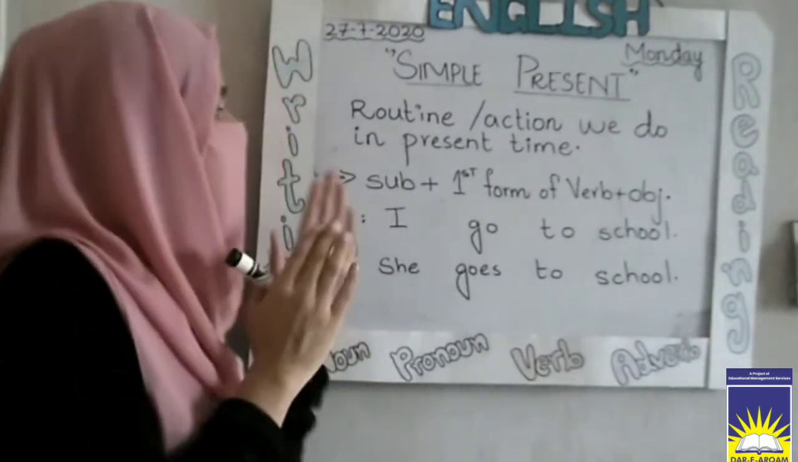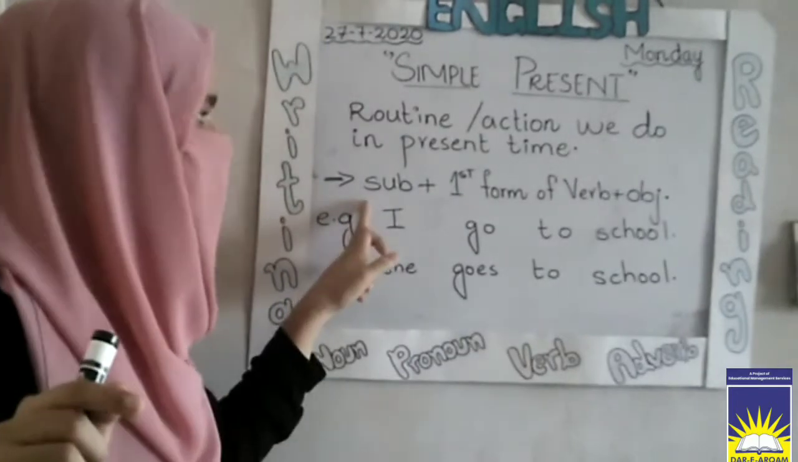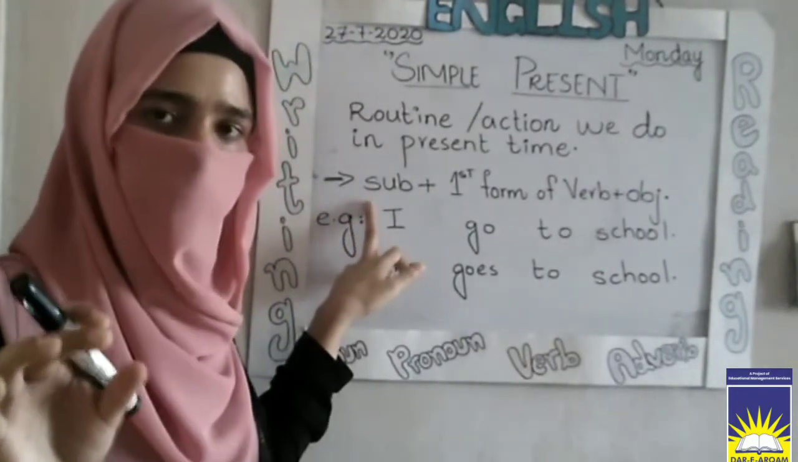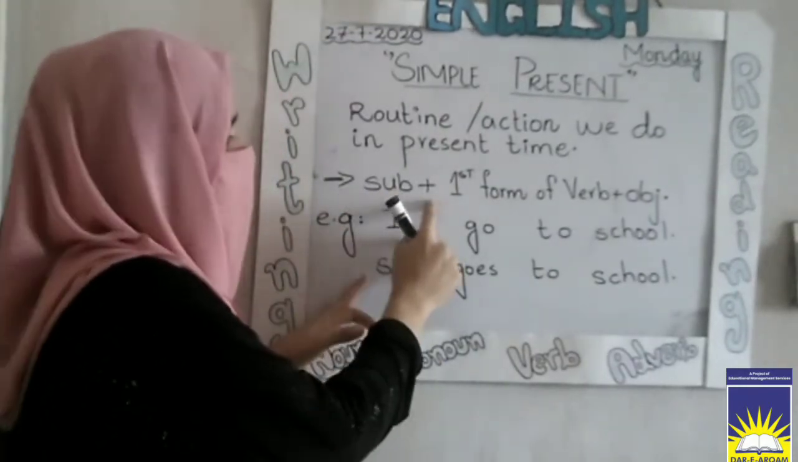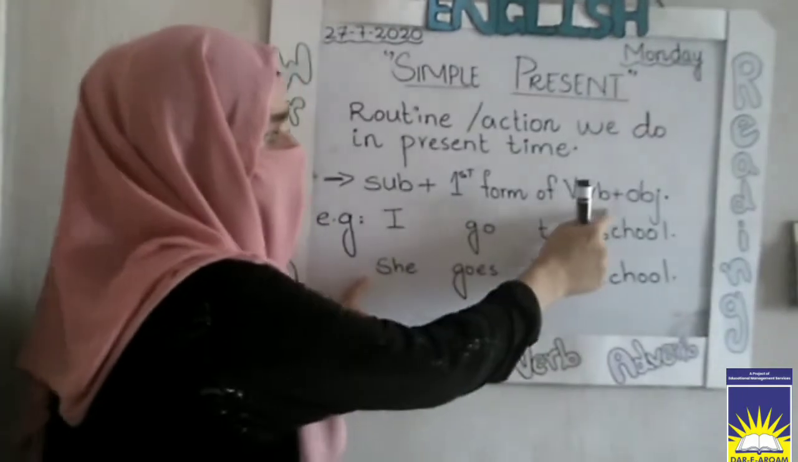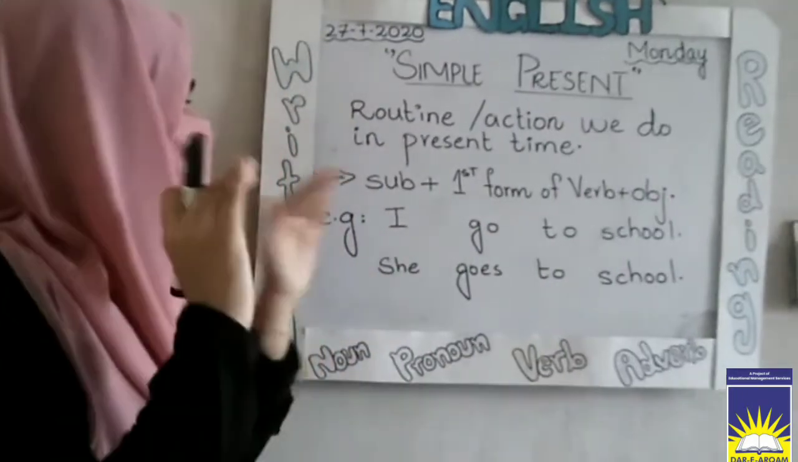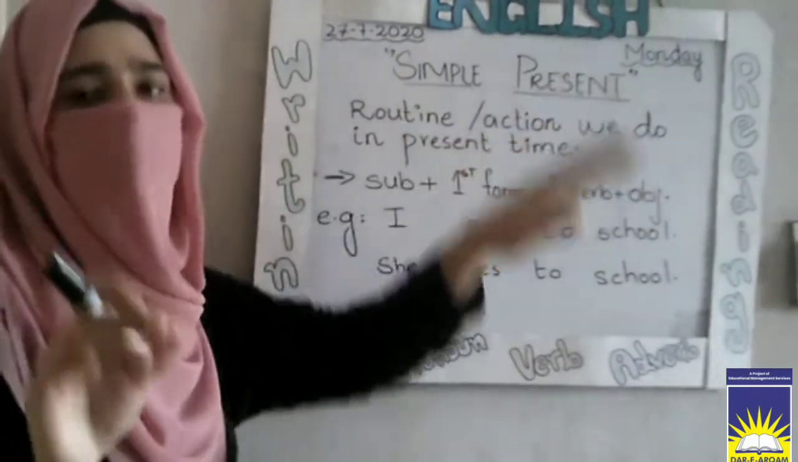So let's have a look on this formula type of thing, which is structure of the sentence. Like, the sentence we make in simple present tense, how do we make it? We do like subject plus first form of verb, then object, then full stop. Yes, this is how we write simple sentence of simple present tense.